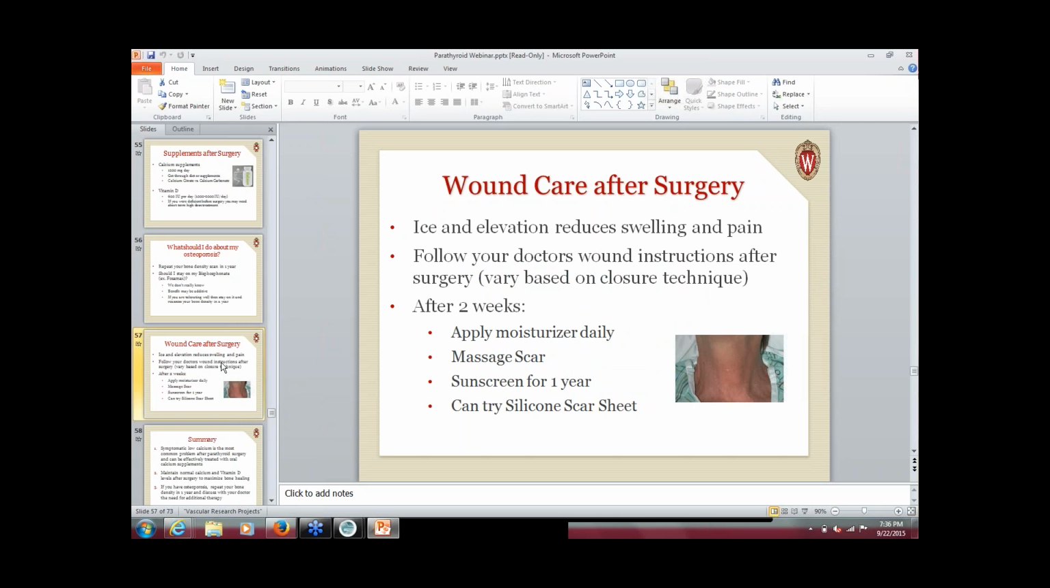After a couple of weeks, once the bandage is off and things have healed, it's completely appropriate to apply a moisturizer once a day. They sell a lot of scar reducing creams and special things. Honestly, anything that's good for skin is going to be good for healing. So if you put a moisturizer on it once a day, that's going to help give you the best scar outcome.